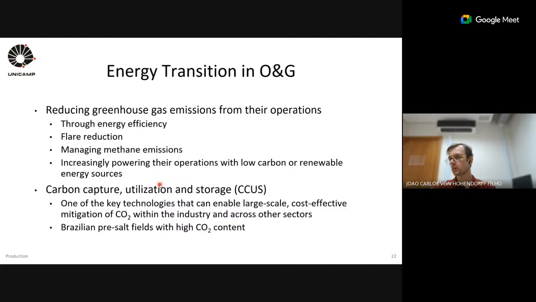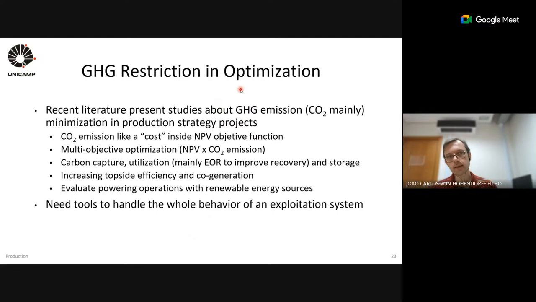We have some studies on how this reinjected CO2 is interesting in terms of increasing the recovery of this kind of field. And so for us, these two items are very interesting in terms of use of integrated methods to help the industry in the energy transition. And this GHG restriction optimization, how is it being used in the literature, especially in the research literature nowadays?